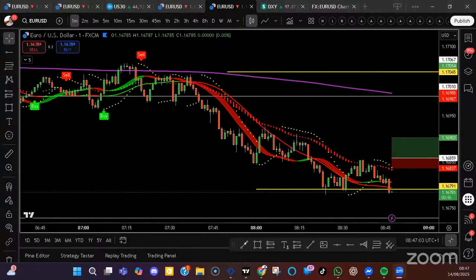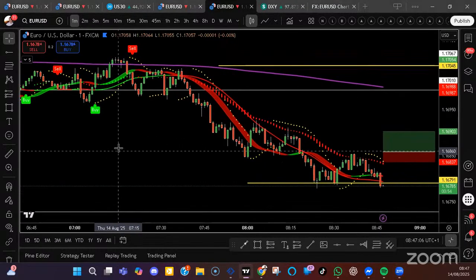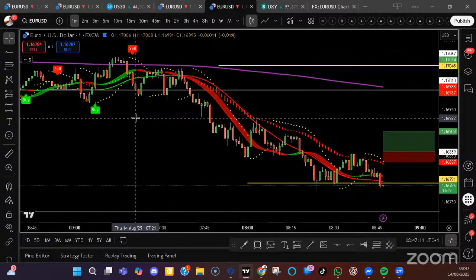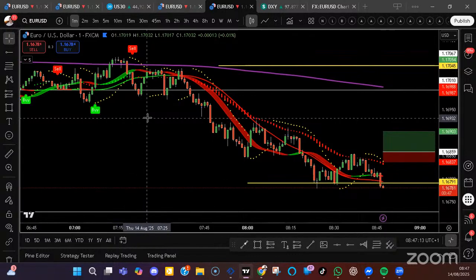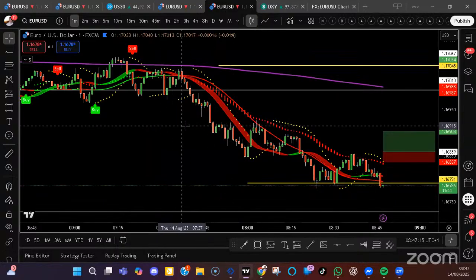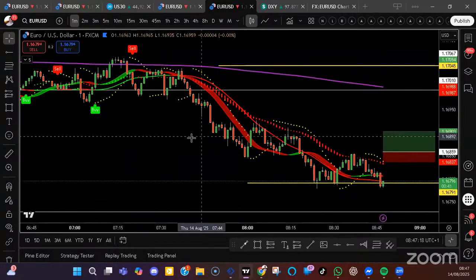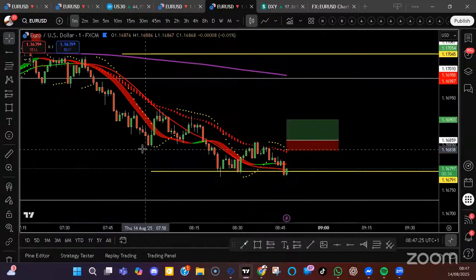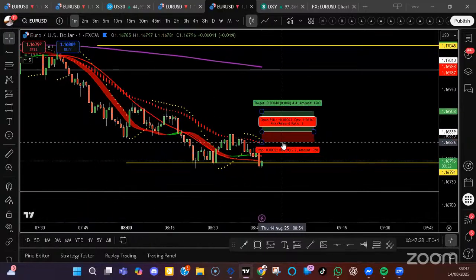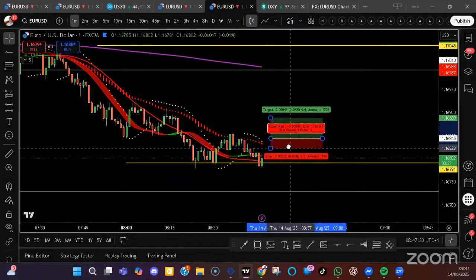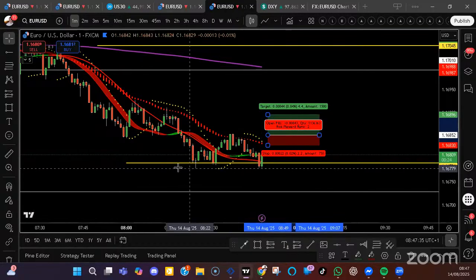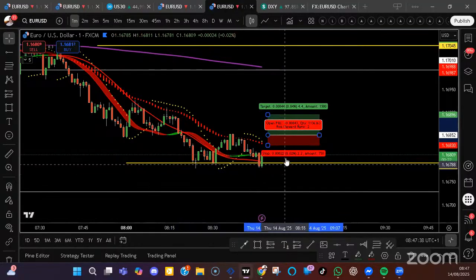Okay, so not a lot happening. So what I was going to do is just wait a little bit more. Again, it's tapped into the buy zone, taking yet more orders.